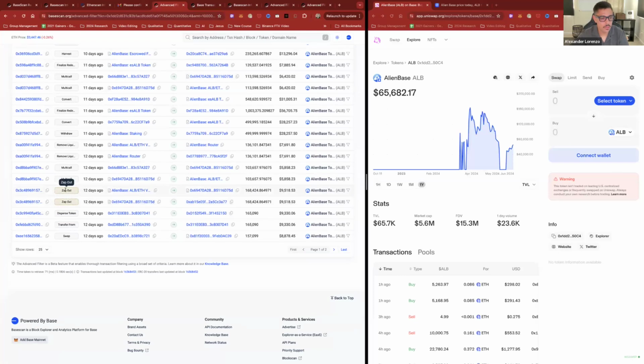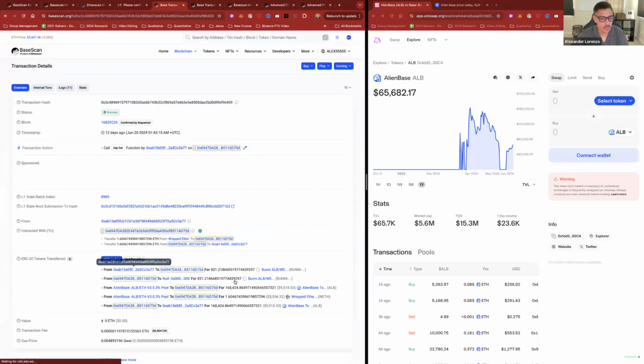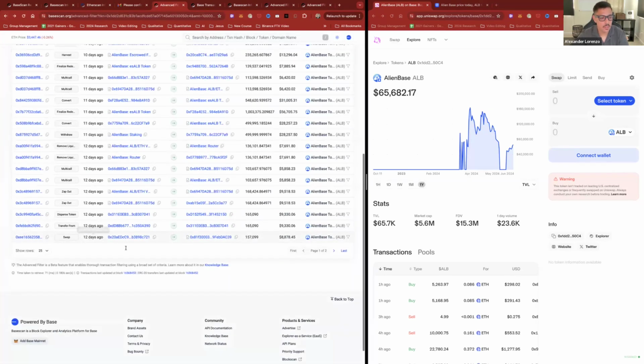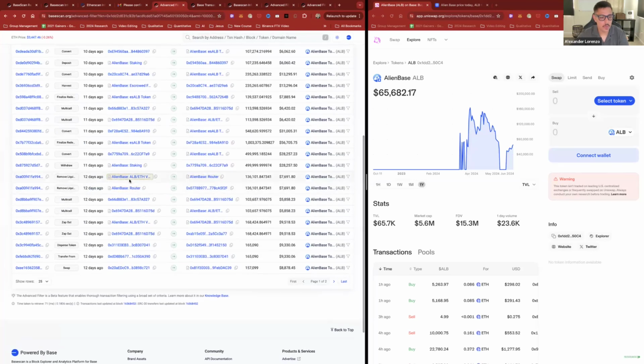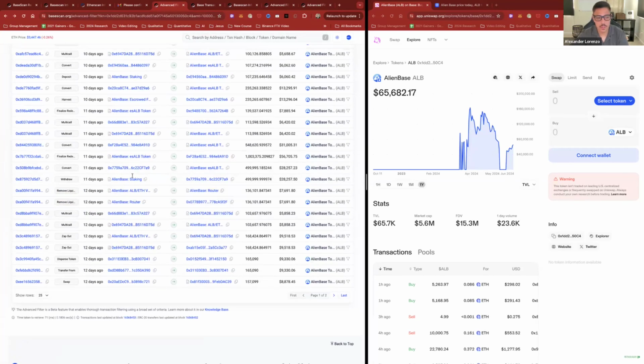What is a zap out? See, this is what I'm having a problem with. I don't know what this zap out means. What are they doing? And that's where I'm trying to get it better. Remove liquidity. Here we go. 12 days ago. How much is that though?